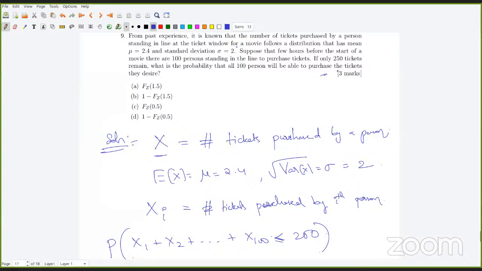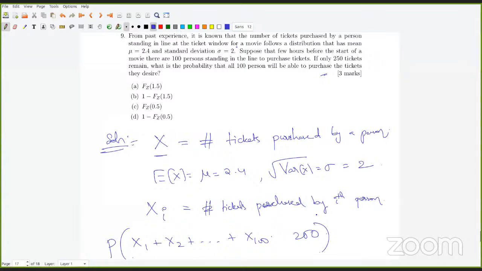So if the total number of tickets all the 100 persons wanted to purchase is less than 250, then whatever I thought I could buy, I can buy that many tickets, right? So if all the 100 people consume all the 250 tickets, the equation should be equal to 250. But here, how can we get that if it is equal to or less than? Because it's written that they desire to purchase the tickets.